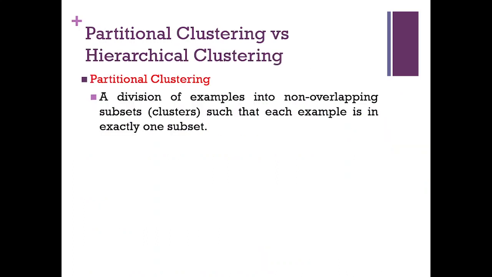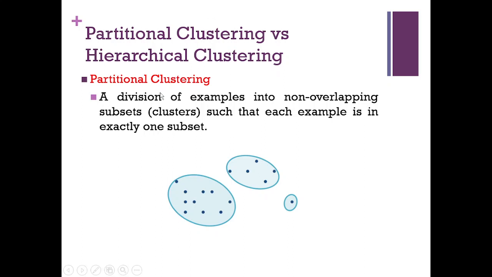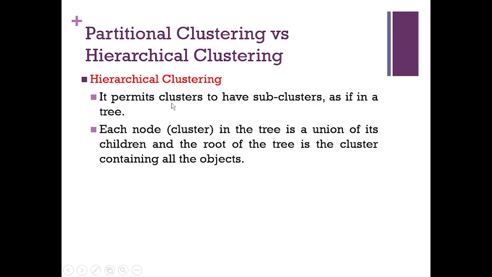Now, let us talk about the various types of clustering. The first distinction we'll be talking about is partitional clustering versus hierarchical clustering. Now, when we are talking about partitional clustering, it talks about a division of the examples, that is, the data points given to us, into non-overlapping subsets or clusters such that each data point or each example is in exactly one subset. If you see in the figure, there are three clusters and each data point belongs to only one of the clusters. So this for us is partitional clustering.